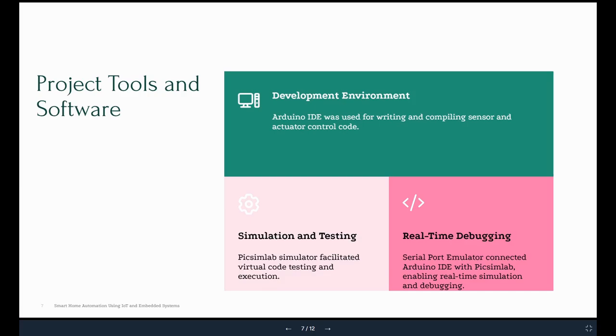Moving on to project tools and software that we have used in this project demonstration. Development environment: Arduino IDE was used for writing and compiling sensor and actuator control code. Simulation and testing: PixSimLab simulator facilitated virtual code testing and execution. Real-time debugging: a serial port emulator connected Arduino IDE to PixSimLab, enabling real-time simulation and debugging.